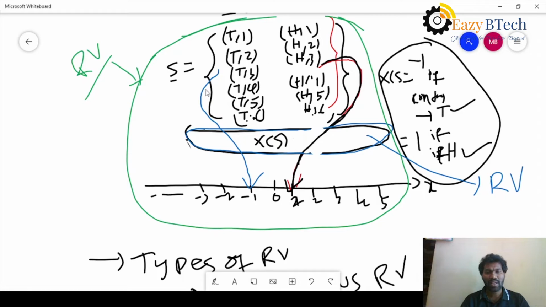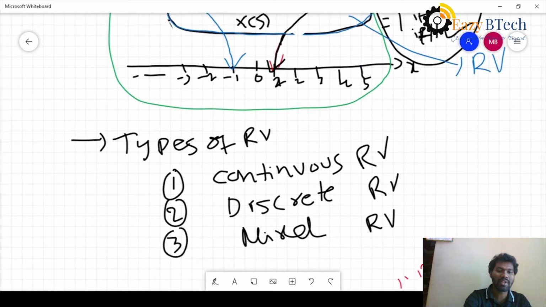Now see, here we have already defined the sample space. It has a total of 12 outcomes, and I am defining X of s equal to minus 1 if the coin faces tail, and 1 if the coin faces head. So for all the tail outcomes, I'll get minus 1. For all the head outcomes, I'll get plus 1. So here I have only two values on my real axis. So I can say that this is a discrete random variable. That is the example of a discrete random variable.